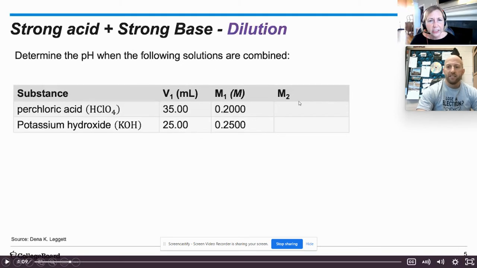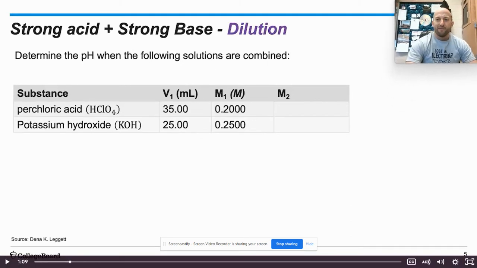Okay, here is an example from Dr. Dina. She does a great job with this stuff. Determine the pH when the following solutions are combined. So this is what I was talking about just a minute ago. We have a volume of perchloric acid and a volume of potassium hydroxide. Hopefully you remember perchloric acid is a strong acid and potassium hydroxide is a strong base.